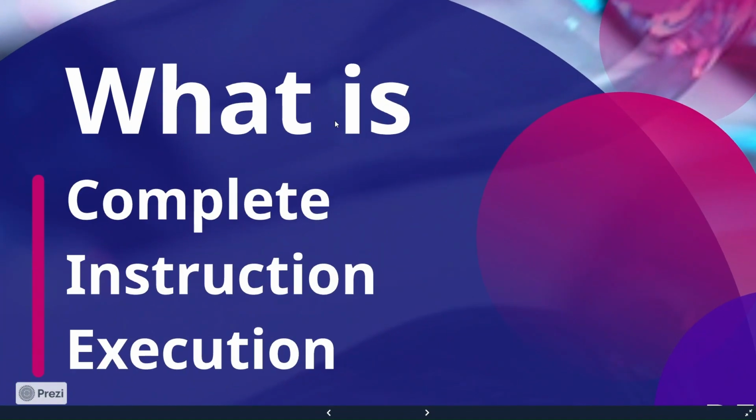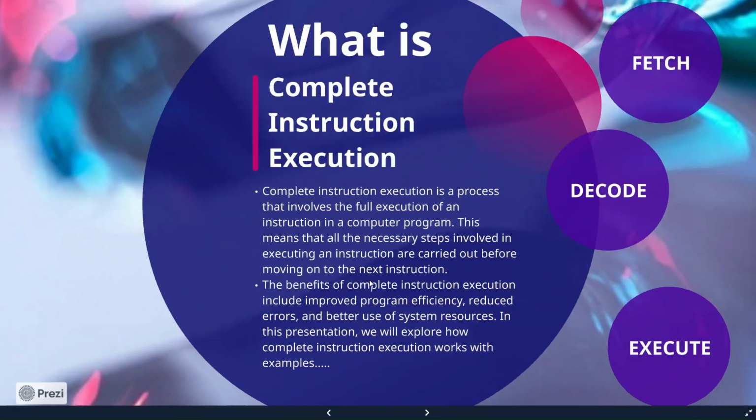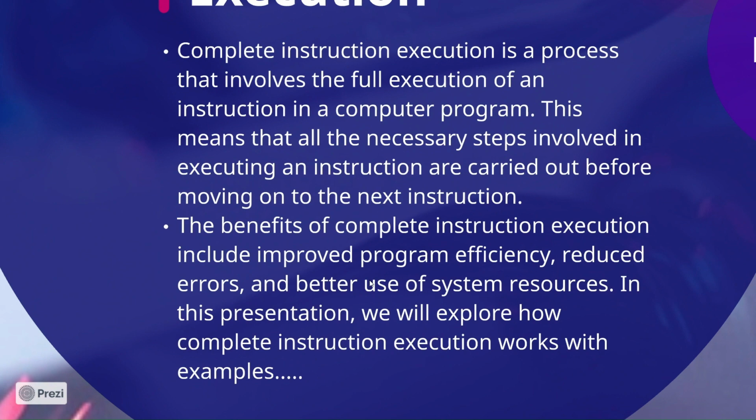So what is complete instruction execution? Complete instruction execution is a process that involves the full execution of an instruction in a computer program. This means that all necessary steps involved in executing an instruction are carried out before moving on to the next instruction. The benefits of complete instruction execution include improved program efficiency, reduced errors, and better use of system resources.